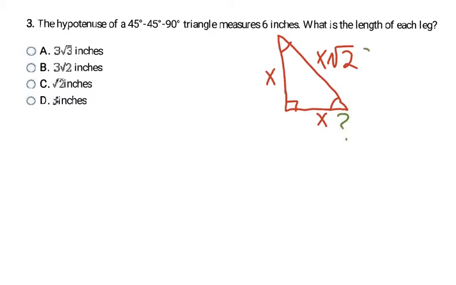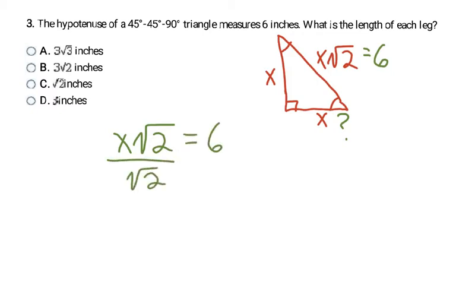And I know that this hypotenuse is equal to 6. So I'm going to set that equal to 6. So now I have an equation that I've gone ahead and set up. And if I solve this for x, then I'm going to know the leg. So I'm going to go down here and just copy it over. X times the square root of 2 equals 6. To solve that for x, I'm going to divide both sides by the square root of 2. These cancel out, and I'm just left with x equals 6 over the square root of 2.